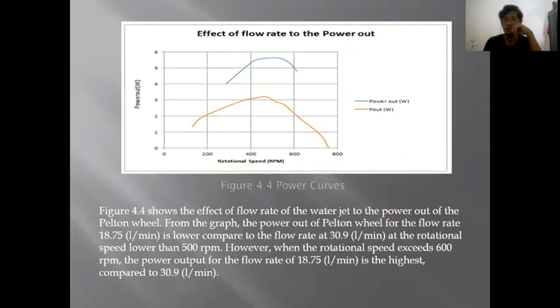From the graph, we can see the power out of the Pelton wheel for the flow rate of 80.75 liter per minute is lower compared to the flow rate of 30.9 liter per minute at rotational speeds lower than 500 rpm. However, when the rotational speed exceeds 600 rpm, the power output for the flow rate of 80.75 liter per minute is the highest compared to the 30.9 liter per minute.